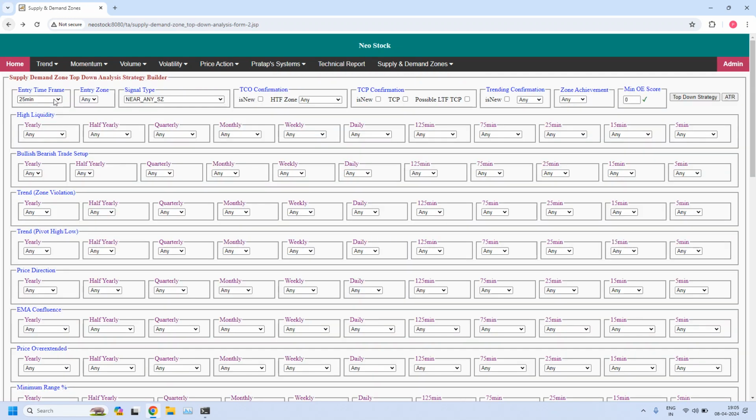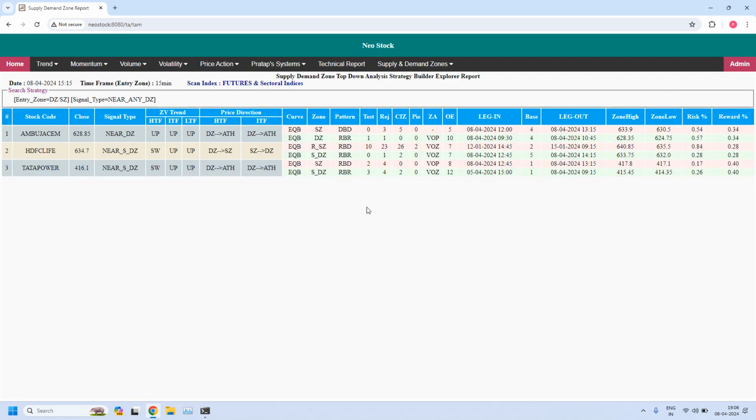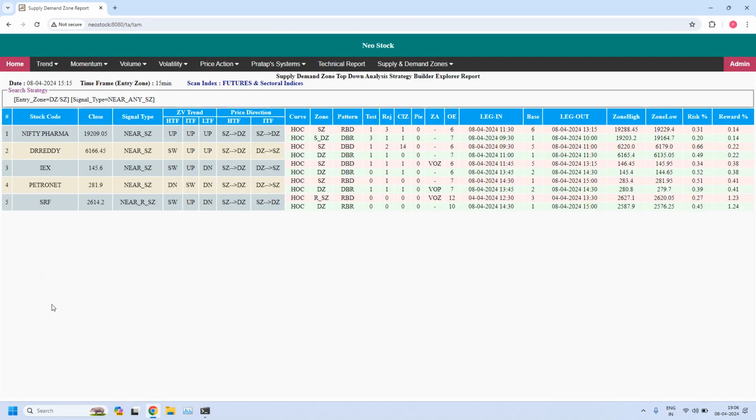So let me go back. Changing the time frame to 15 minutes, and let us find the stocks near 15 minutes demand zone. So these 3 stocks are filtered near to the 15 minutes demand zone. So let us go back. For 15 minutes time frame, let us find the stocks near 15 minutes supply zone. So these 5 stocks are filtered near to the 15 minutes supply zone.